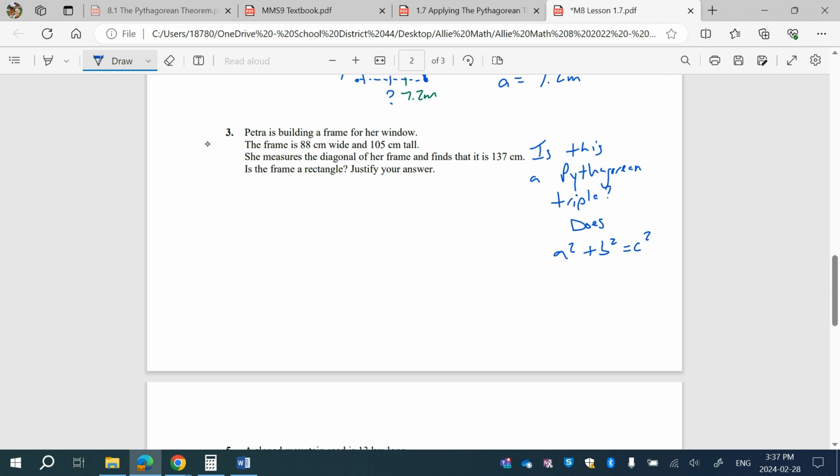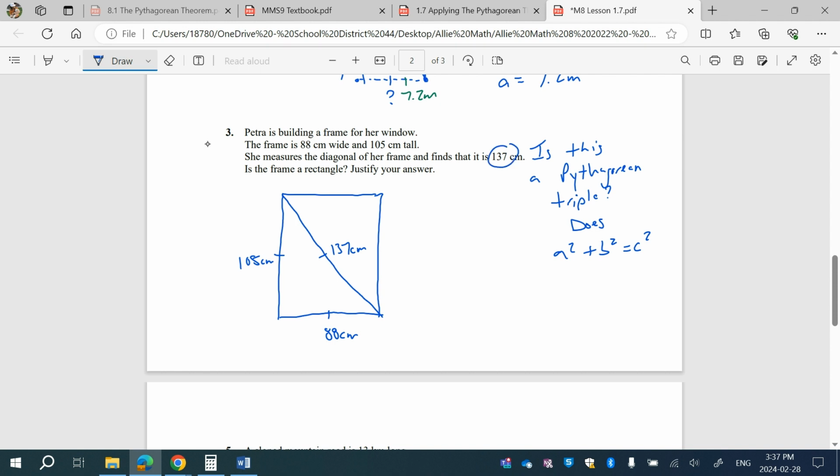So she's building a frame for her window. It's 105 centimeters tall. It's 88 centimeters wide, and the diagonal is 137 centimeters. Okay, I knew that that was going to be our potential hypotenuse because it's the biggest.